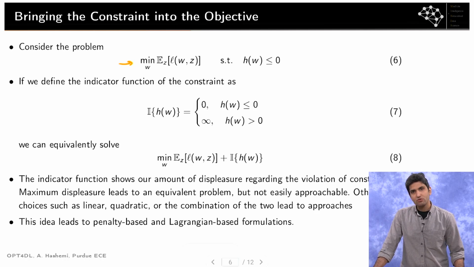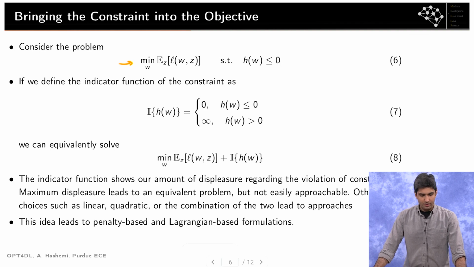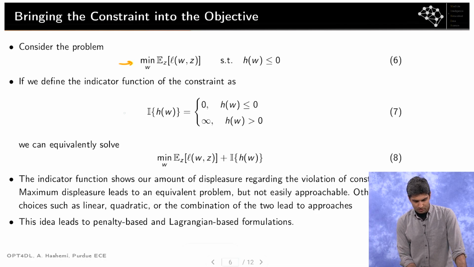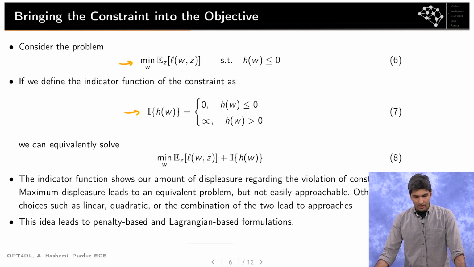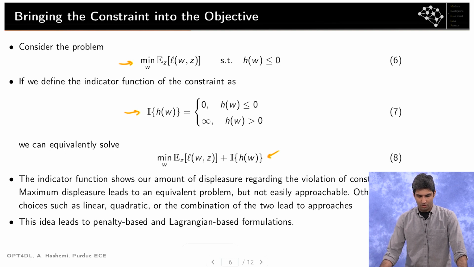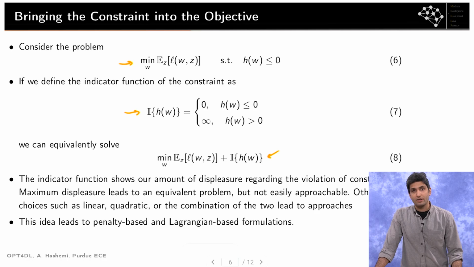A natural thing to do is to try to include the constraint as part of the objective. In particular, we can do this and get an equivalent problem by leveraging the indicator function of the constraint. Consider this indicator function, which says that if h of w is less than or equal to 0, meaning that we have a solution w that satisfies the constraint, a feasible solution, the indicator function is equal to 0. On the other hand, if the solution is not feasible, meaning that h of w is strictly larger than 0, the indicator function is equal to infinity. Then, if we include this as part of our objective, we get an equivalent problem. If we are able to solve this, we're going to find solutions that are feasible and also minimize the objective.